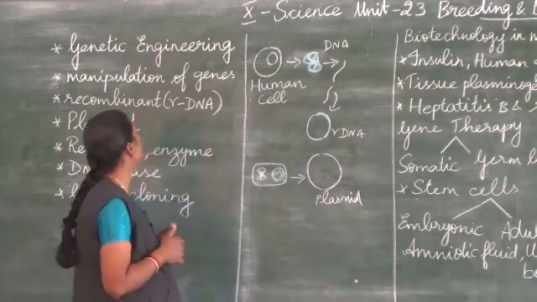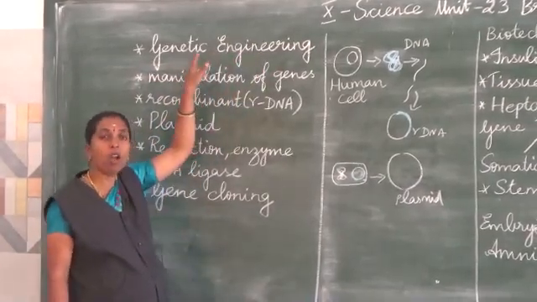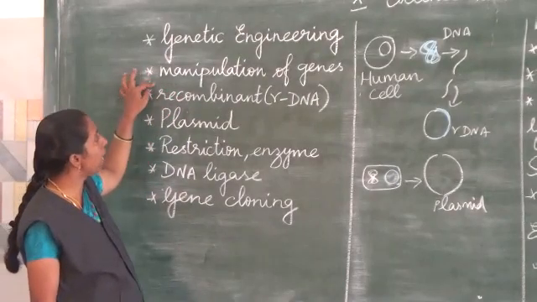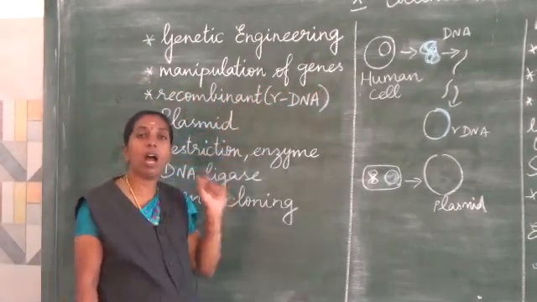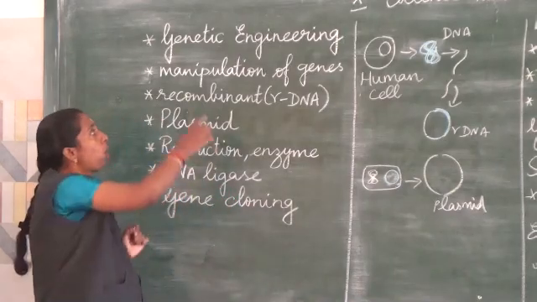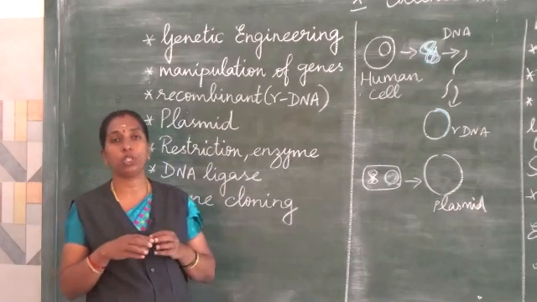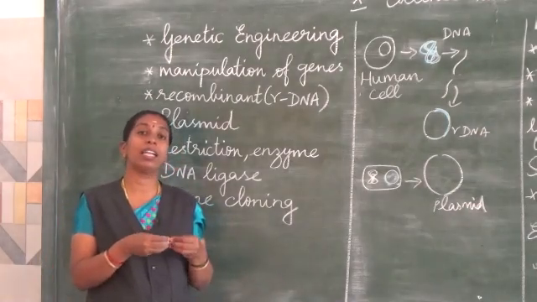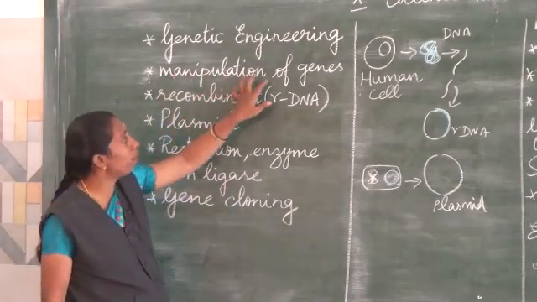So the first one is genetic engineering. What is genetic engineering? It is called manipulation of genes. First we shall learn what is manipulation. Manipulation means to make use of. So how we are handling DNA is called manipulation of genes.